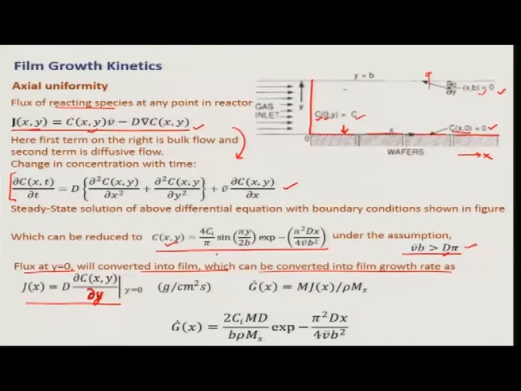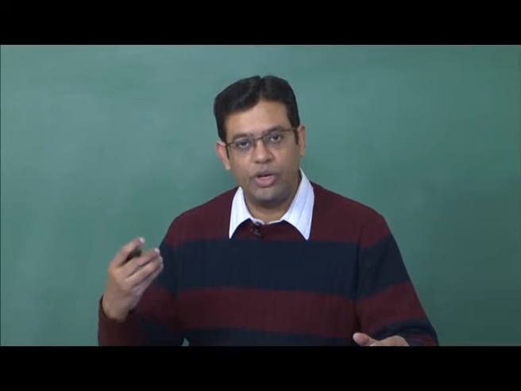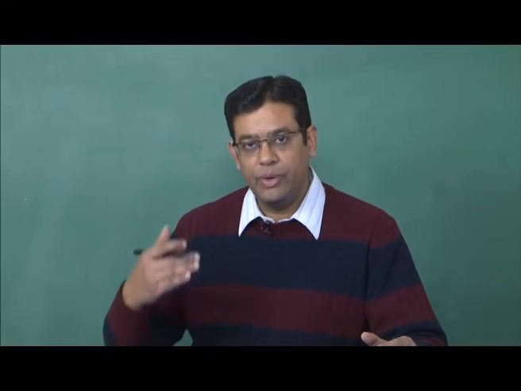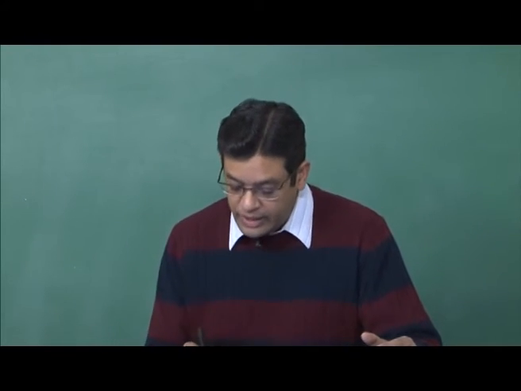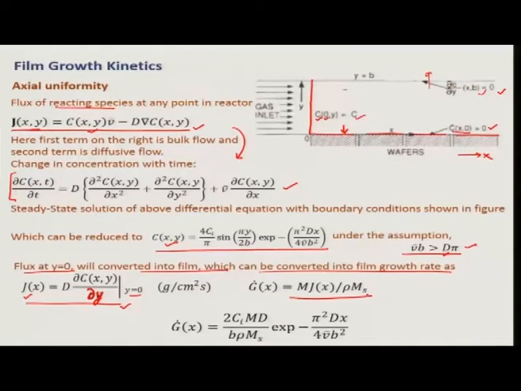If we know the distribution of the concentration, we can calculate the flux coming onto the wafers at y equal to 0. This flux, which is the number of atoms or molecules of the reactant per unit area per unit time, we can then convert using this expression into film growth rate. This is the film growth rate, this is the flux.